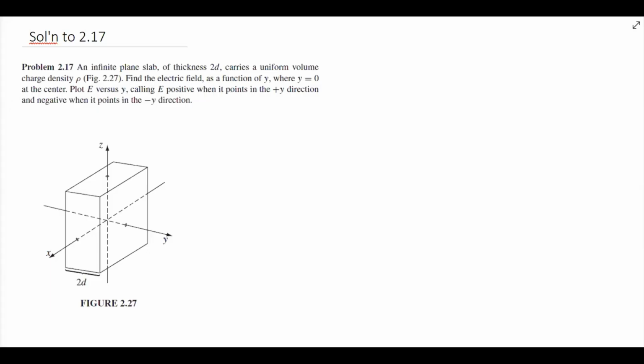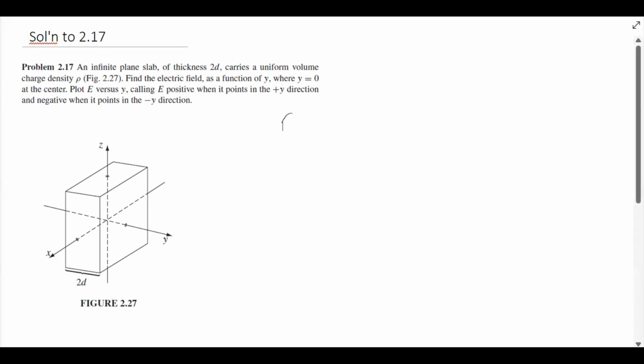Hello, everybody. Today I will be solving problem 2.17 from Griffiths' E&M book, 4th edition. The problem states an infinite plane slab of thickness 2d carries a uniform volume charge density rho. We're going to find the electric field as a function of y, where y equals 0 at the center. Finally, we're going to plot the electric field versus y.